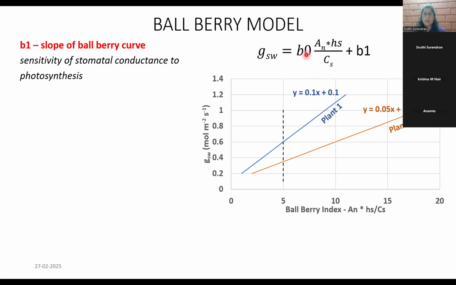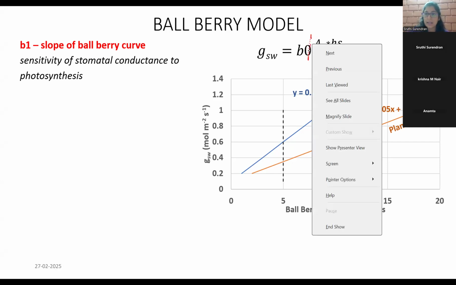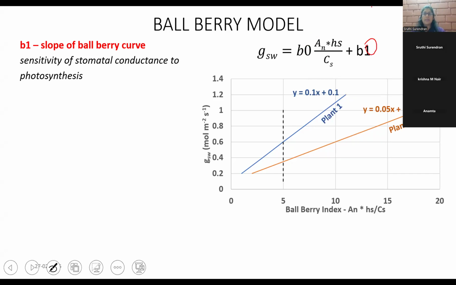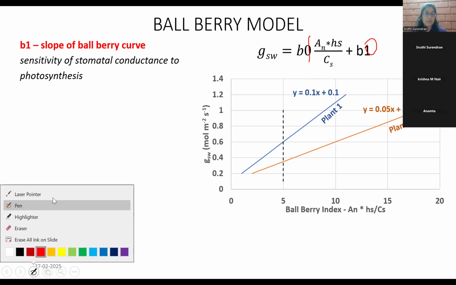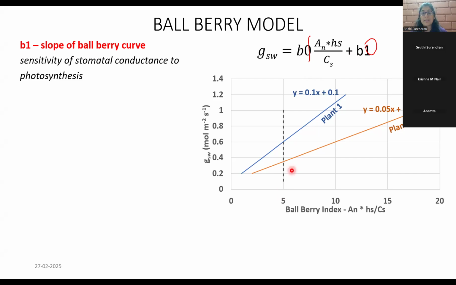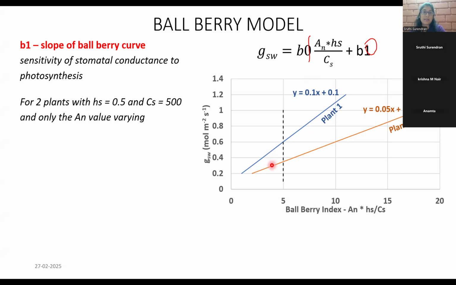So here in the Ball-Berry equation, this value, sorry, this is B1 and this is B0. Okay, so the slope is giving the sensitivity of stomatal conductance to photosynthesis, and the intercept is giving us the baseline conductance, or the stomatal conductance when the photosynthesis is negligible or when photosynthesis is not existing.